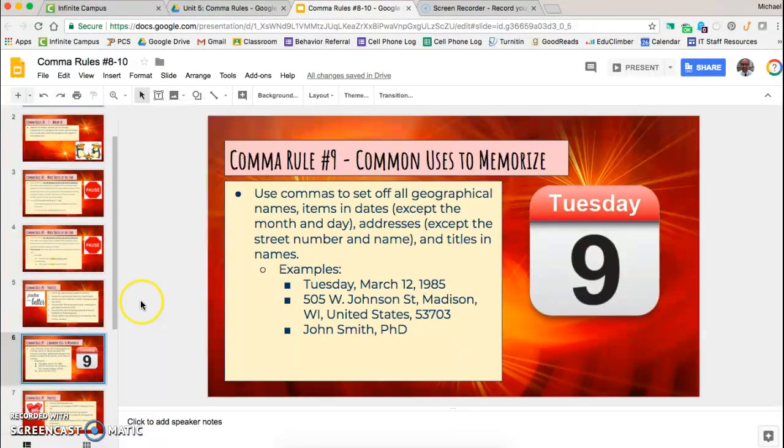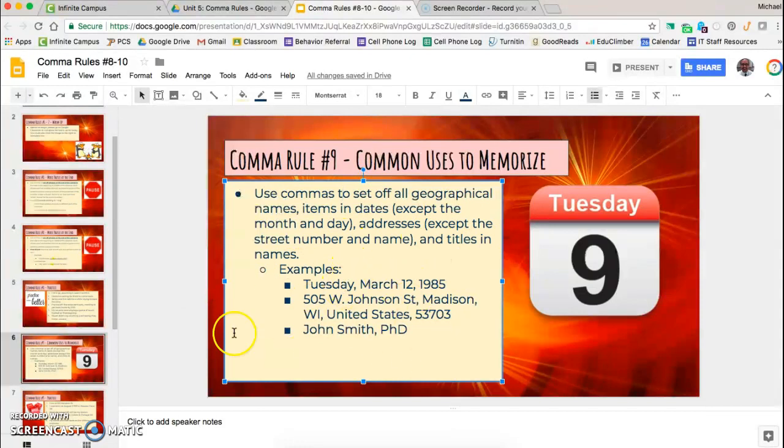Okay. For comma rule number 9, there are a lot of different rules that go along with it. These are kind of just the common uses of commas that we have to memorize. And a lot of these you use on a daily basis, or at least pretty regularly. So a lot of people are familiar with these, which is probably why they're all grouped into one comma rule. So it says, use commas to set off all geographical names, items, and dates except the month and day, addresses except the street number and name, and titles and names.